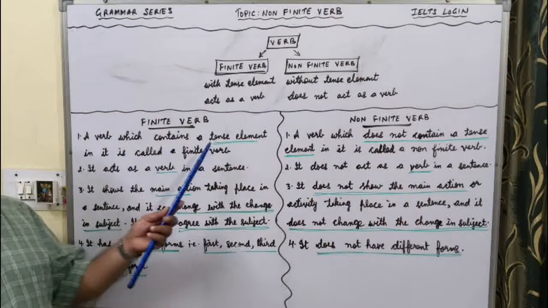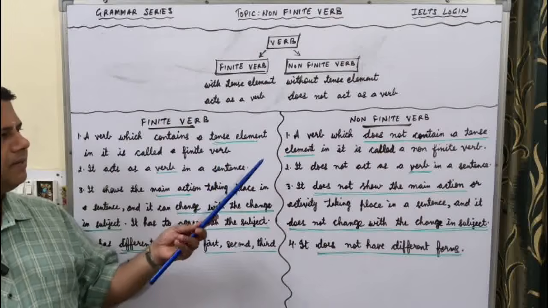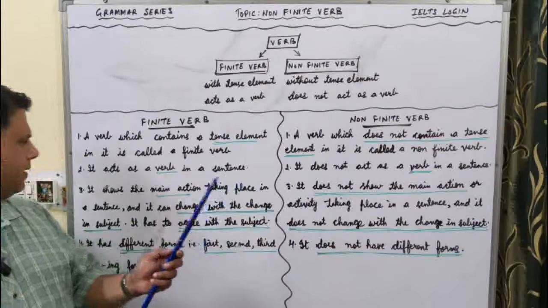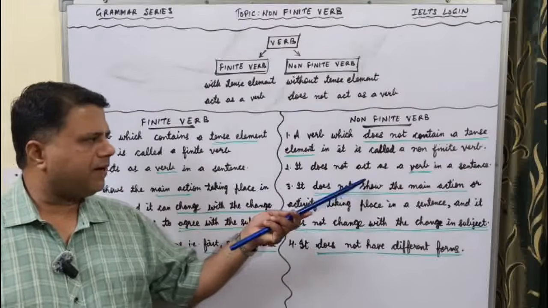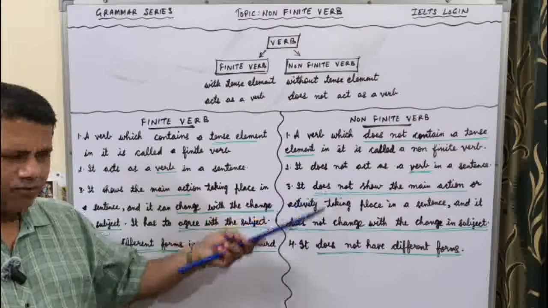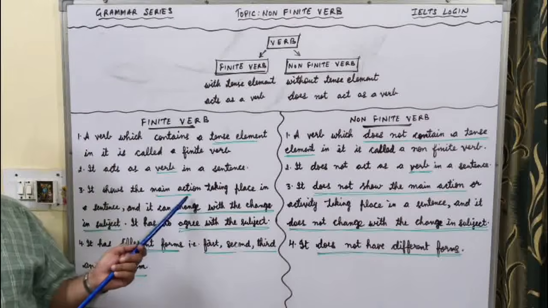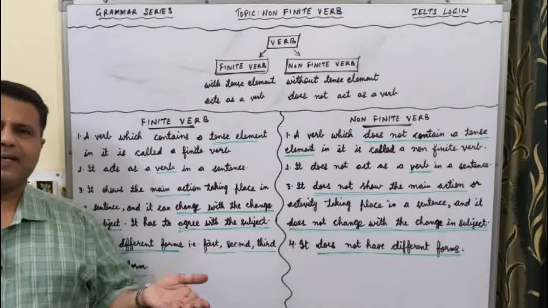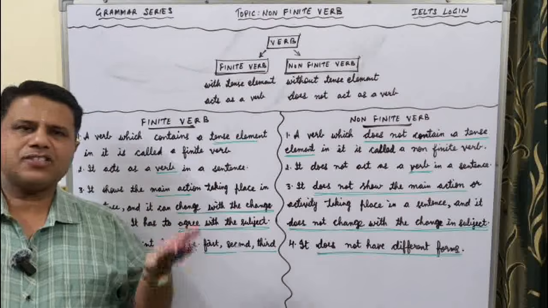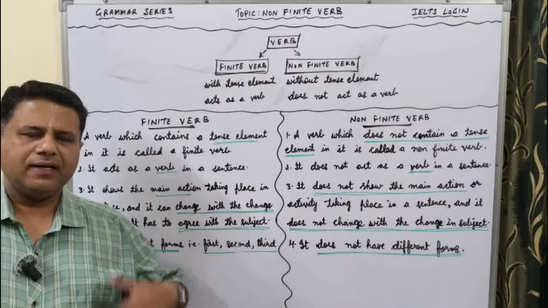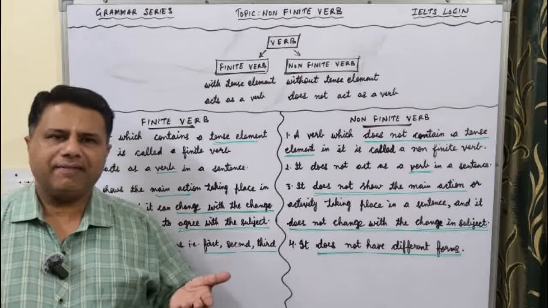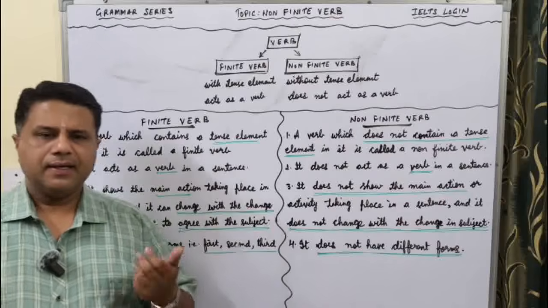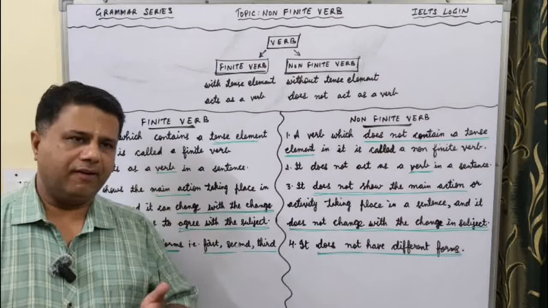So see, a verb which contains a tense element in it is called a finite verb, and a verb which does not contain a tense element is called a non-finite verb. This I have already told you. Then it acts as a verb in a sentence. Non-finite verb does not act as a verb in a sentence. Now two more differences are there. It shows the main action taking place in a sentence, and it can change with the change in subject. In other words, a finite verb has to agree with the subject. If the subject is singular, the verb will also be singular. It will have s or es or has, have will be there accordingly, according to the rules of tense. If the subject changes, obviously the verb will also change.